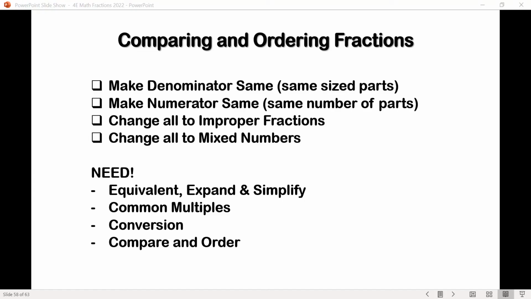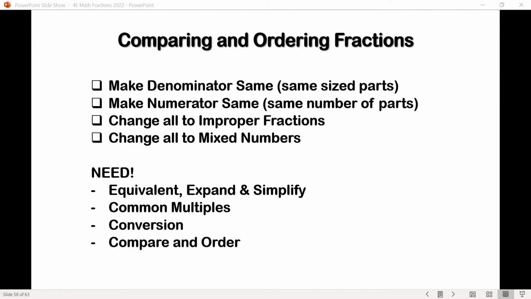To us is that the strategy for comparing and ordering fractions. One, make the denominator the same. Zahir explained, is making the same size parts. Two, make the numerator the same. Zahir explains, is making the same number of parts. Oh, it was Taha. It was to make the number of parts the same. After that, we talk about how you have to change all to improper fractions or change all to mixed numbers.